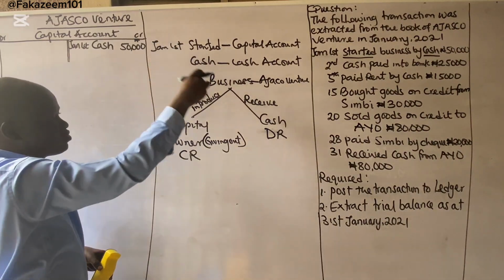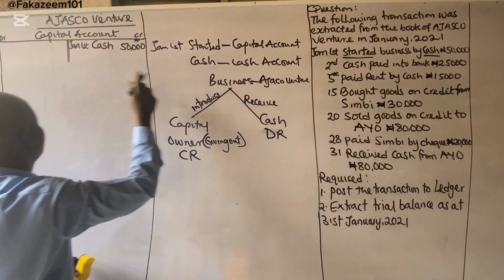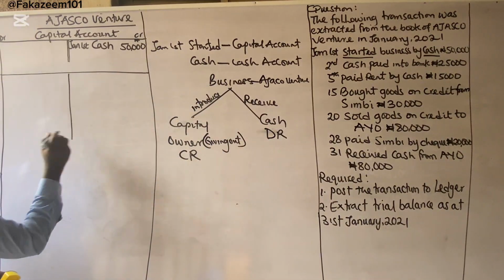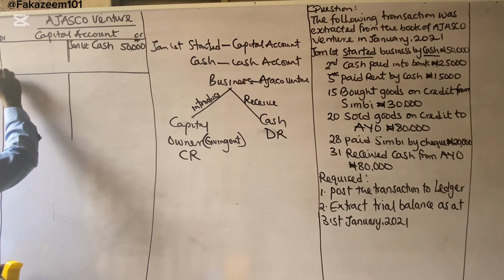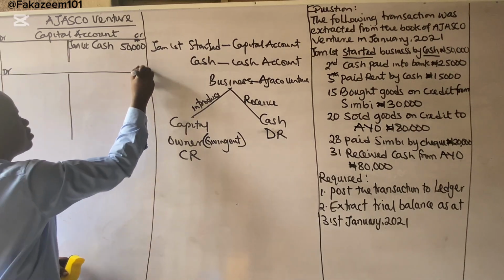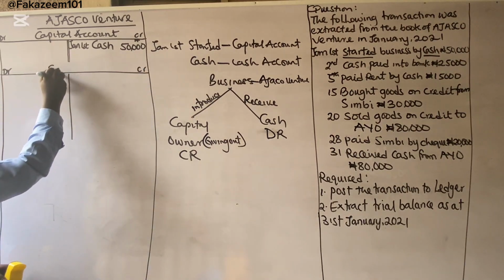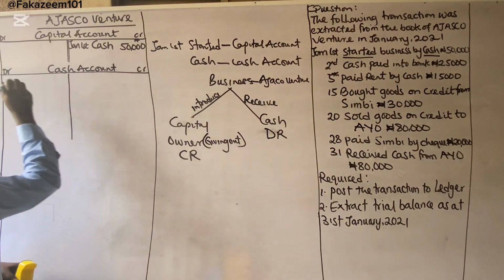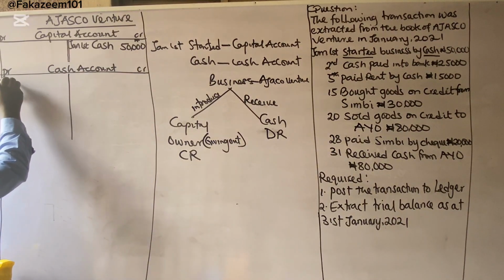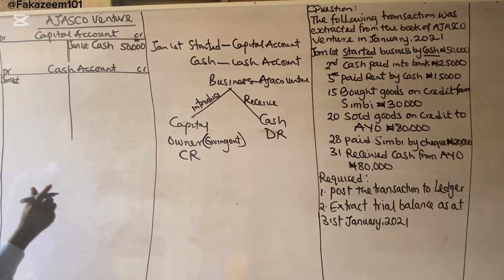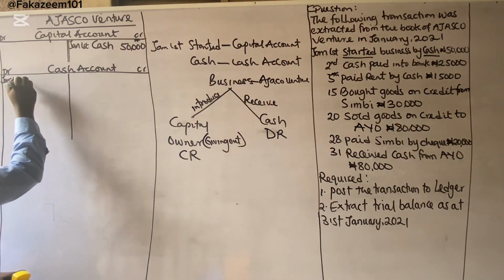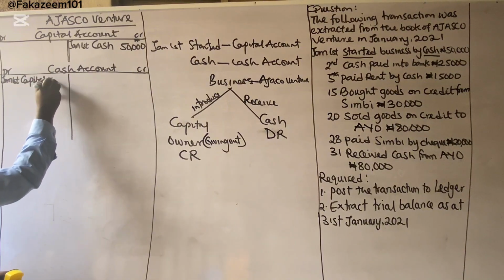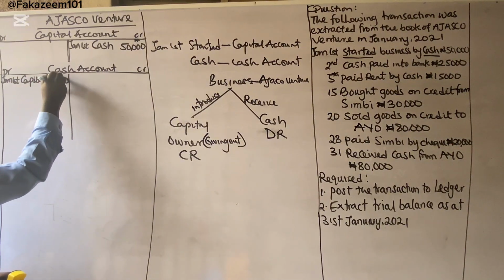Now, what does the business receive? The business receives cash. We're also going to open a cash account. Let it be long. It has debit, it has credit, and this is the cash account. Cash account will be on the debit side, January 1st. Now, while recording cash, your particular will be capital. How much? 50,000 Naira.